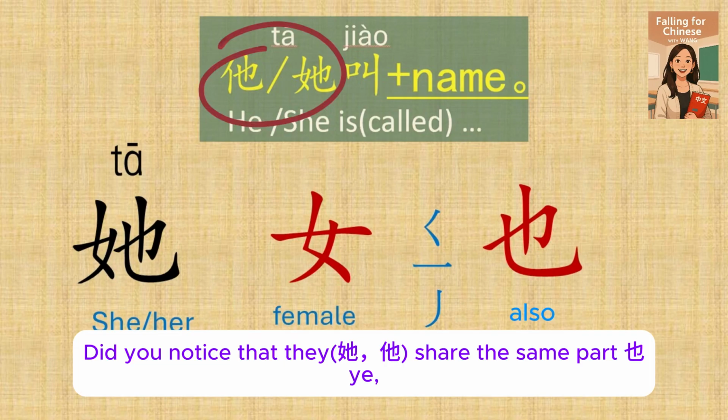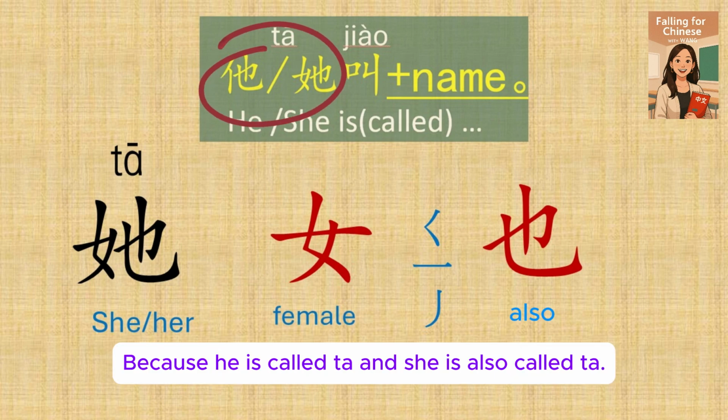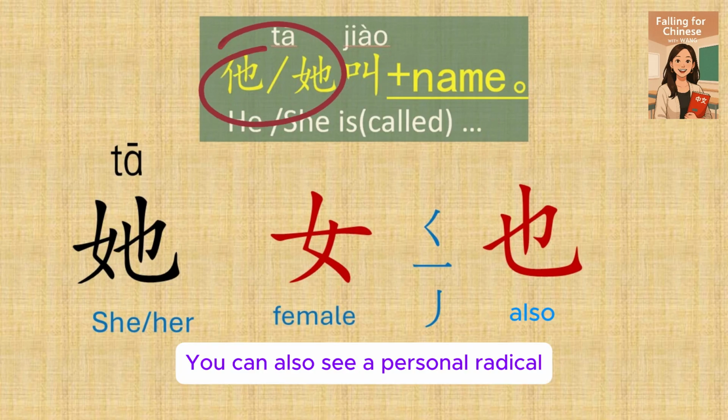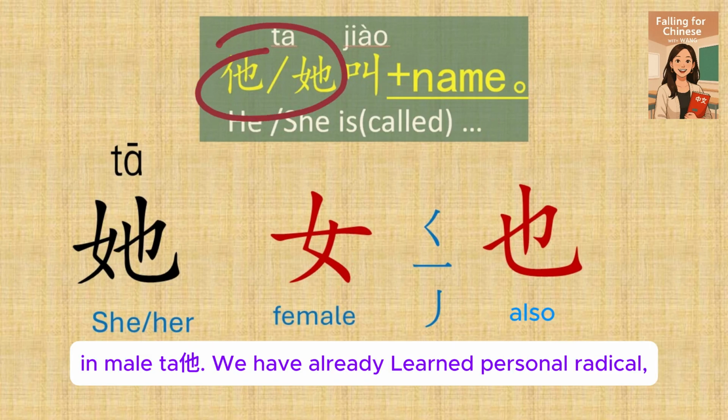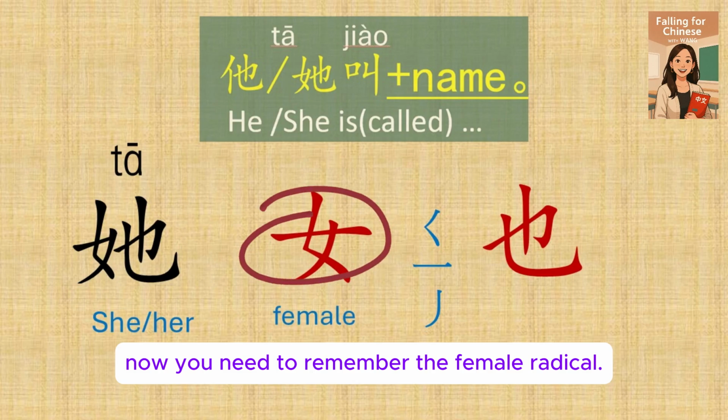Did you notice that they share the same part? Yeah, which means also, because he is called ta and she is also called ta. You can also see a person radical in male ta. We have already learned person radical. Now you need to remember the female radical.